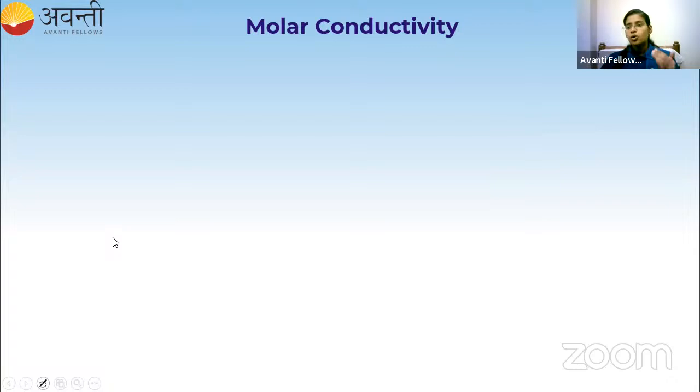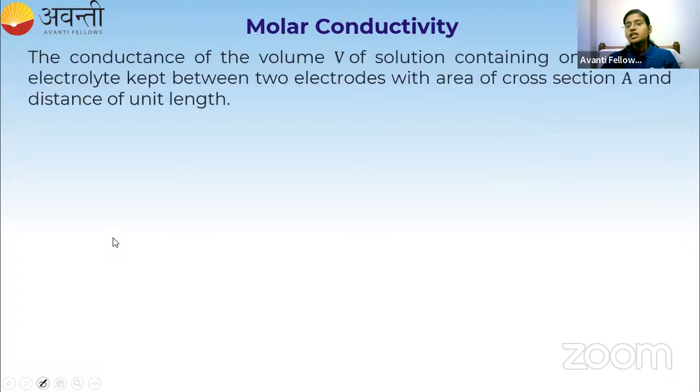So what is molar conductivity? The conductance of the volume V of solution containing 1 mole of electrolyte. So what is an electrolyte? The electrolytic solution which we are going to take in the beaker. This is the electrolytic solution which is called as electrolyte. And the concentration should be 1 mole. And the volume of this solution is taken as V.